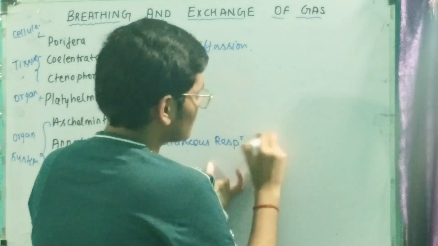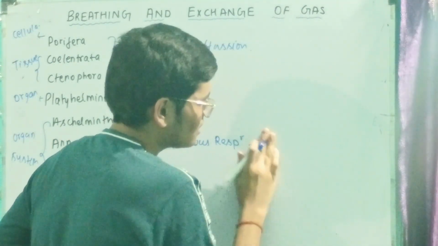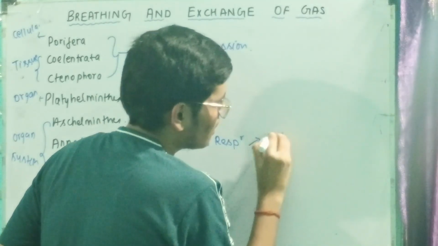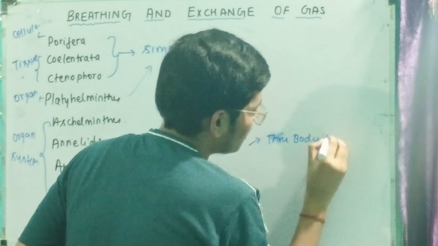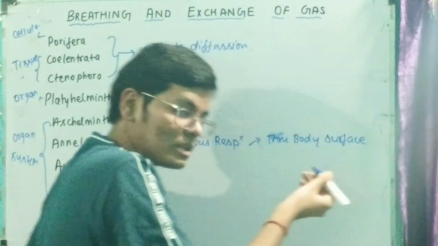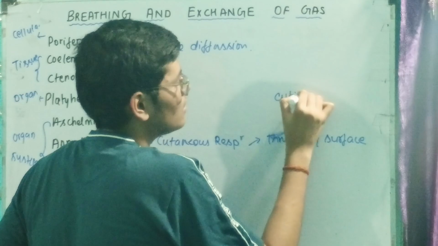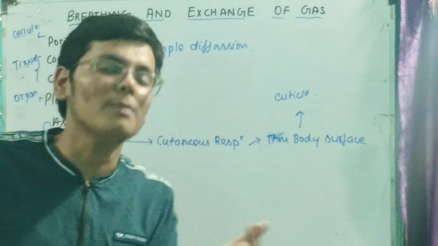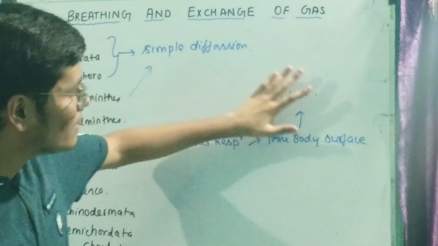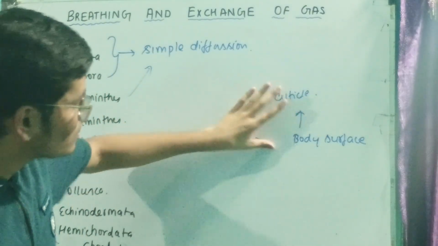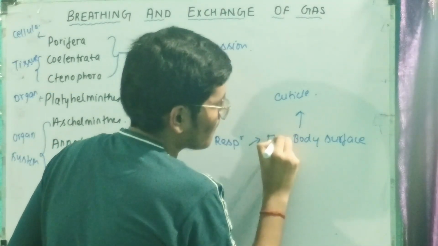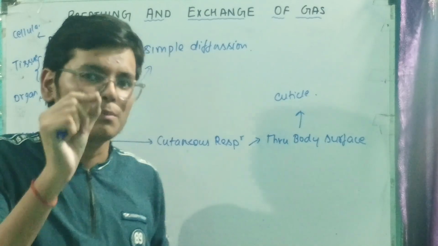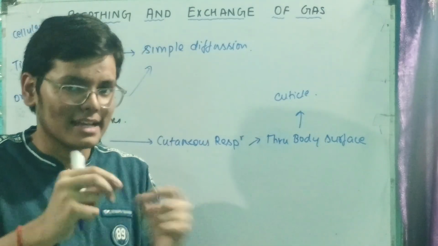What is cutaneous respiration? They have a layer on their skin called cuticle, but it's like through the body surface. How do they do that? There is a layer of cuticle present around them, which forms a very slippery layer. If you have ever picked up an earthworm, it is very slippery in texture because of a layer called cuticle. So they perform cutaneous respiration, and this is due to their body surface. Their body has some minute pores and openings through which the gases can exchange.